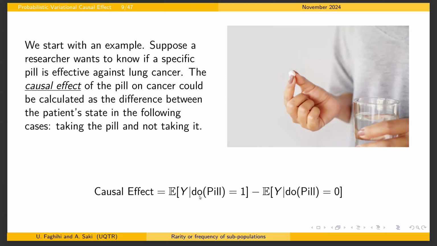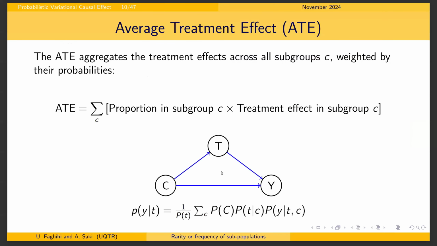So basically, this is the fundamental problem of causality. Why? Because if we give the treatment, we don't know what would have happened if we didn't give this treatment, right? And if we don't give the treatment, we don't know what would have happened to the patient if the patient took the treatment. Okay? So this is basically the way that Mr. Rubin solved the problem.